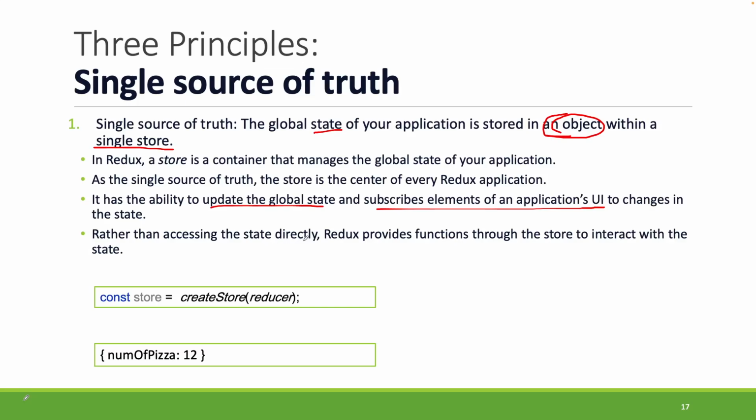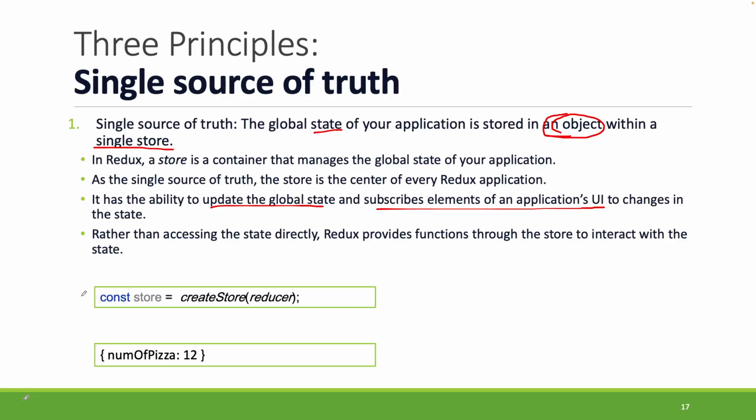Rather than accessing the state directly, Redux provides functions through the store to interact with the state. We'll take a look at them one by one. If we want to get the state, we use store.getState. And if we want to update the state, we have to dispatch an action.